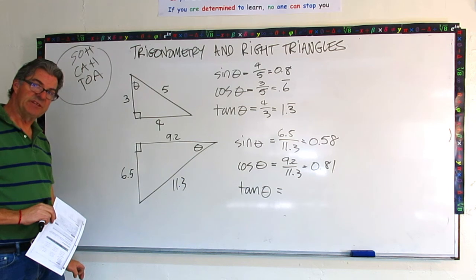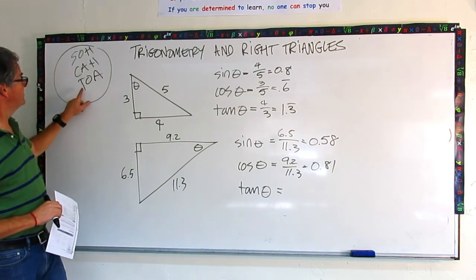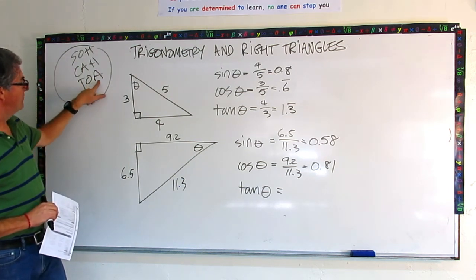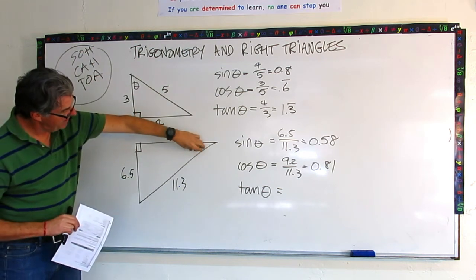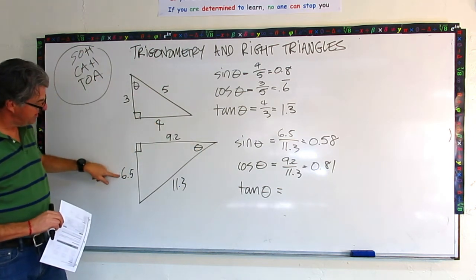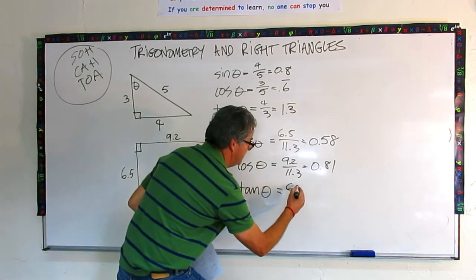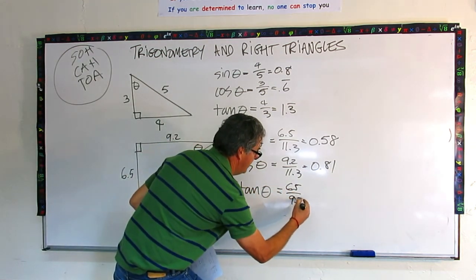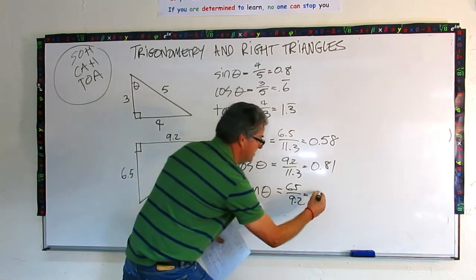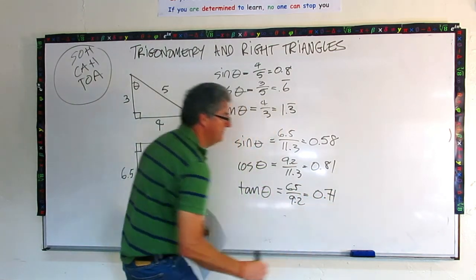Lastly, try tangent. Okay, tangent is TOA. Tangent is opposite over adjacent. So tangent, here's my theta. It's going to be opposite, 6.5, over adjacent, which is 9.2. And that one gives us 0.71.